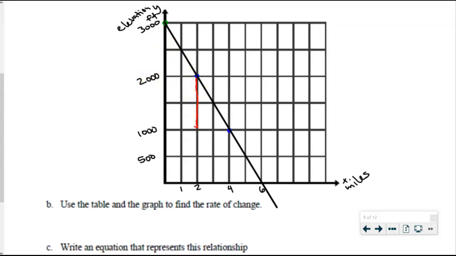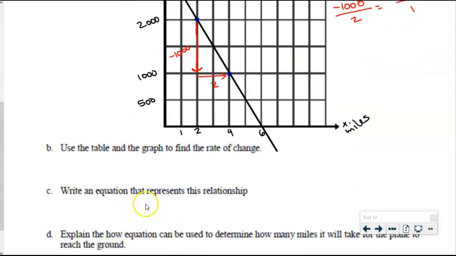I'm going to choose these crosshair points that are already on here for me. Going from 2,000 down to 1,000, that's negative 1,000, negative because I went down. And the 2 is changing to a 4, so that means I'm going over by 2. And again, that rise of negative 1,000 and the run of 2 will simplify to negative 500 every 1 mile, or simply negative 500.